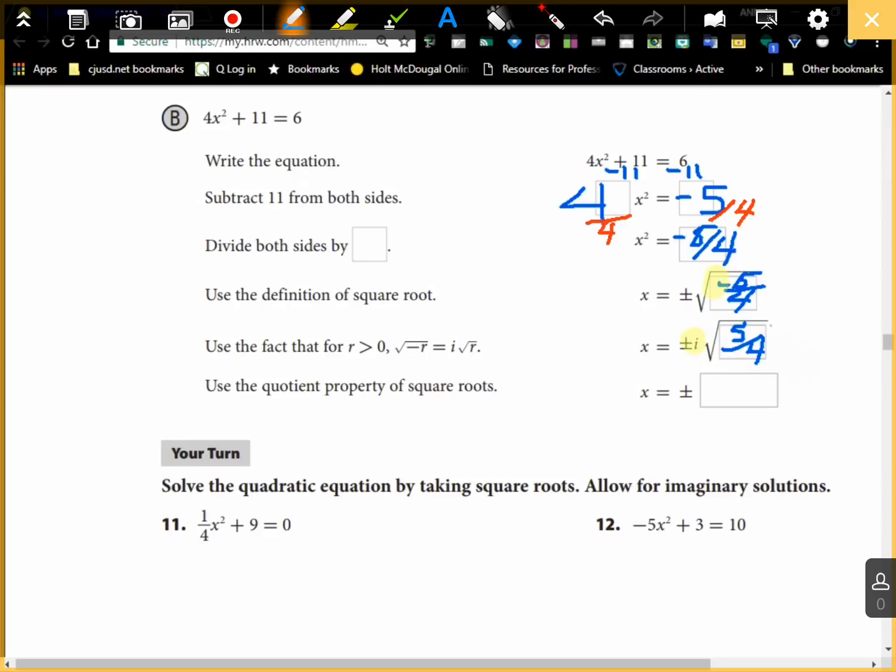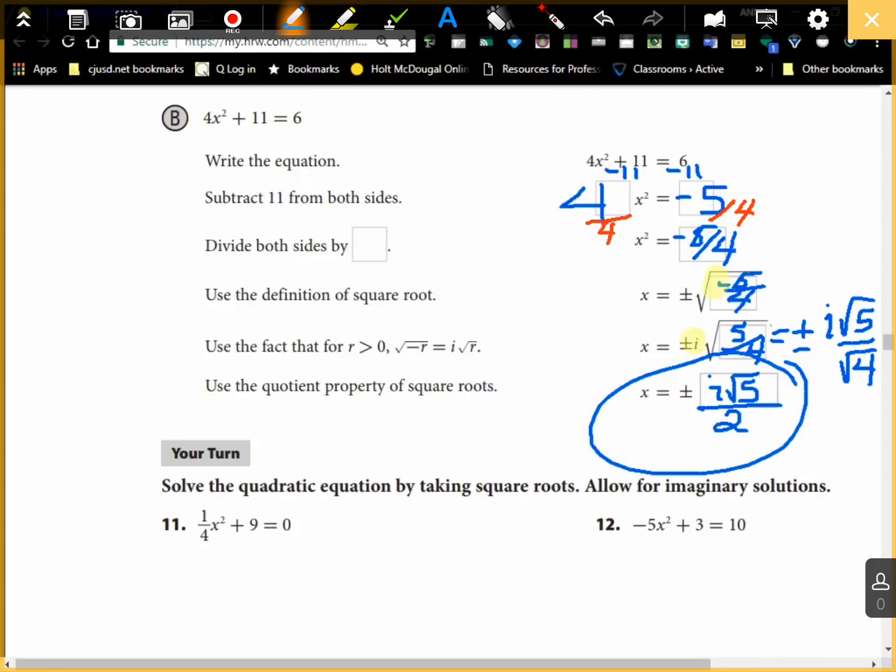All right. So now I have plus or minus i, the square root of 5 over the square root of 4. What's the square root of 4? 2. So how I would usually write this is I'd write i square root of 5, and I put that all over 2, because the square root of 4 is 2. And what's nice about this is it's fully rationalized. There's no square root in my denominator. Is this solution imaginary or real?